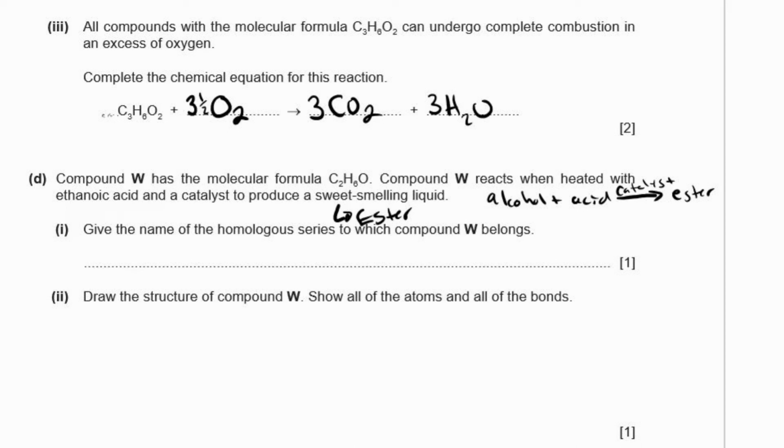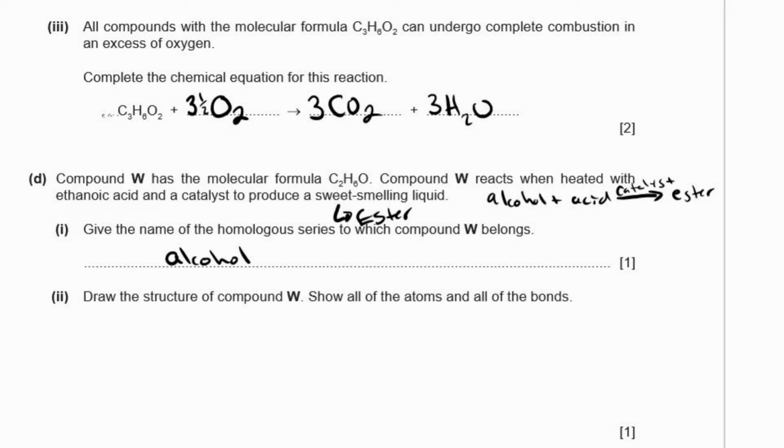Okay, so give the name of the homologous series to which compound W belongs. Compound W is not the product. Compound W has a molecular formula of C2H6O and it reacts with ethanoic acid. That means it is an alcohol. It says that there's 2 carbons. That doesn't mean you should write ethanol because it says the name of the homologous series. It doesn't want the name of the molecule. Okay, so the answer here is an alcohol.